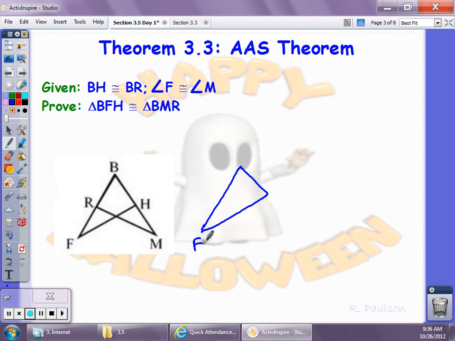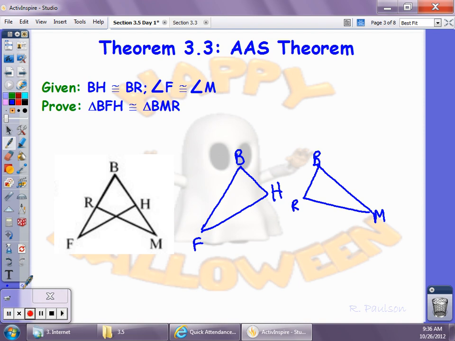triangle FBH, and then I'm also going to sketch the second triangle over here, which is triangle RBM. Sometimes separating the triangles allows you to easily decide if these triangles can be proven congruent and by what method.